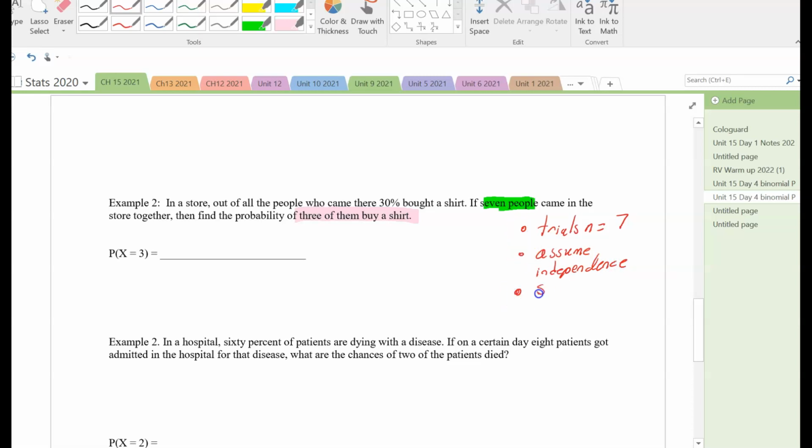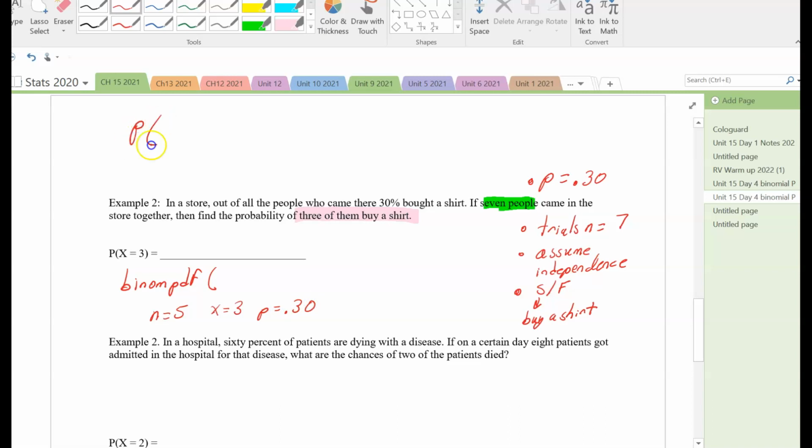The next criteria is success and failure. So success would be they buy a t-shirt or a shirt. And the last condition is the p-value, or the probability they buy a shirt, is always constant, which we'll assume is 0.3. So let's make an assumption of independence. 7 trials. The probability of success is 0.3. And there are 2 outcomes: buy a shirt or not buy a shirt. So for this particular problem, the probability that x equals 3, we could use this Binomial Pdf command, where n is 7, x is 3, and p is 0.30.